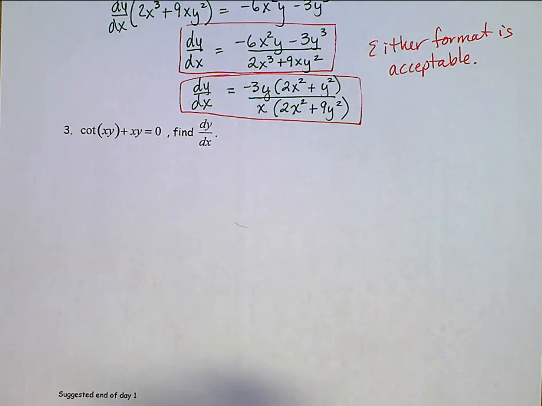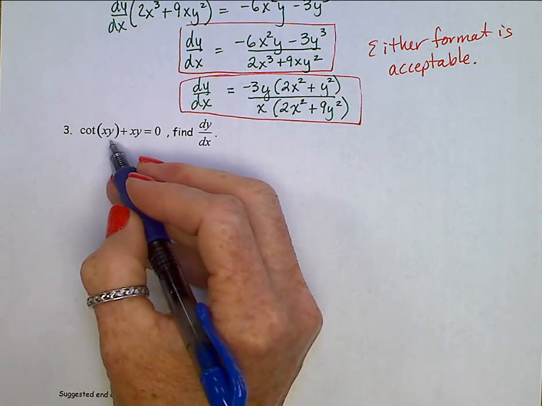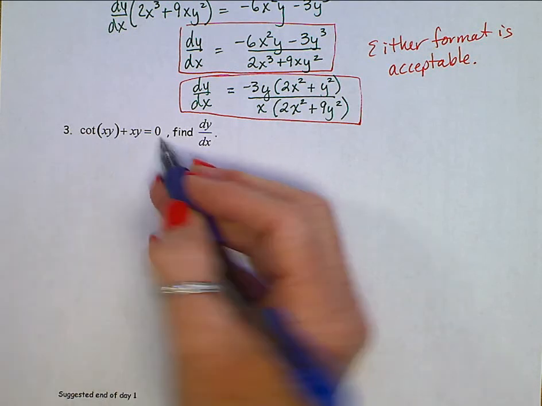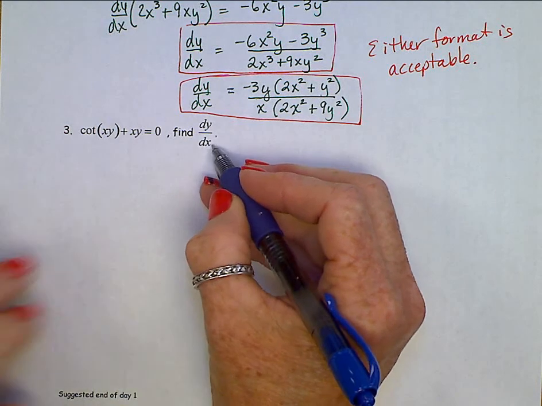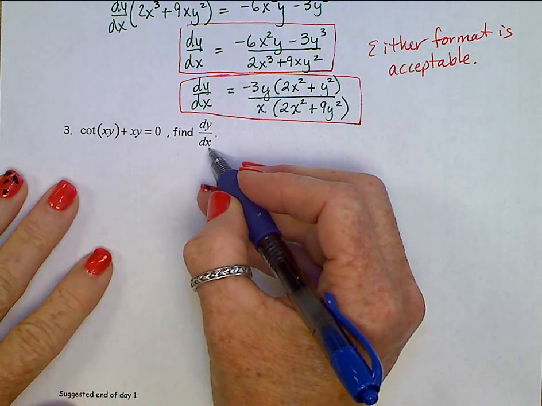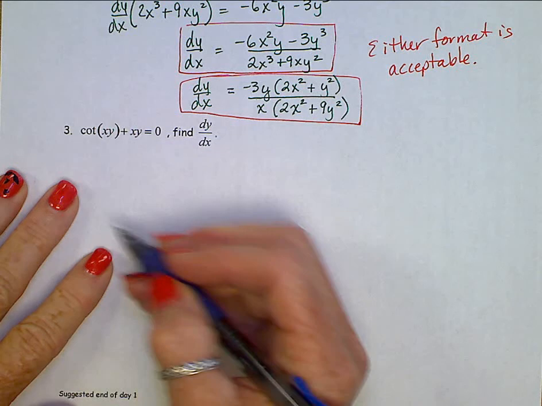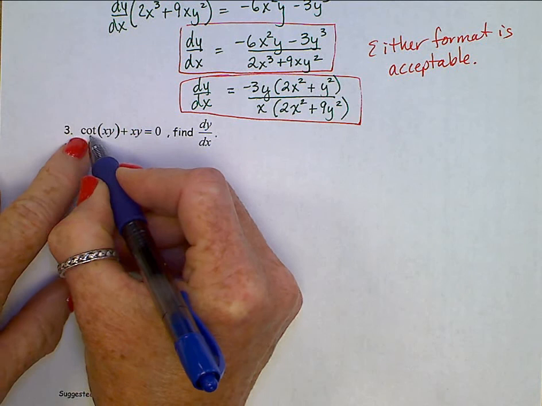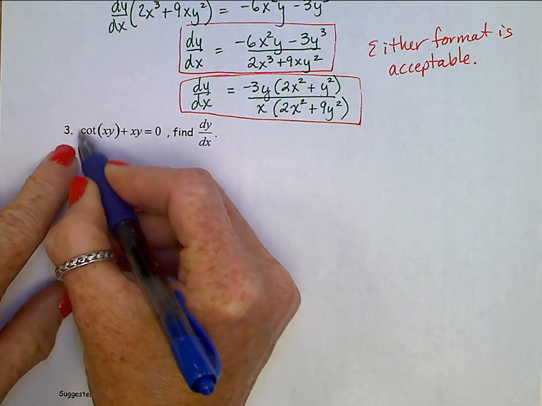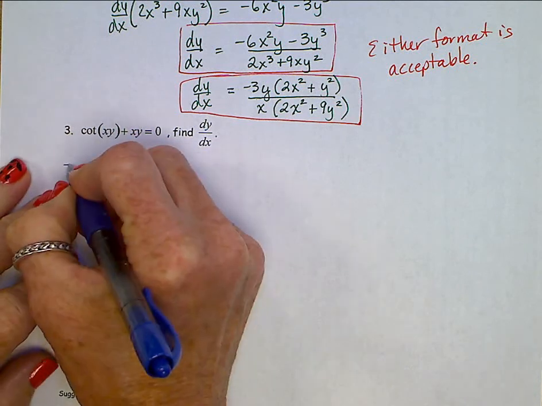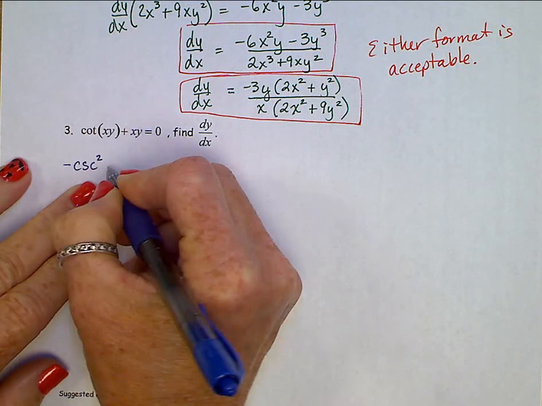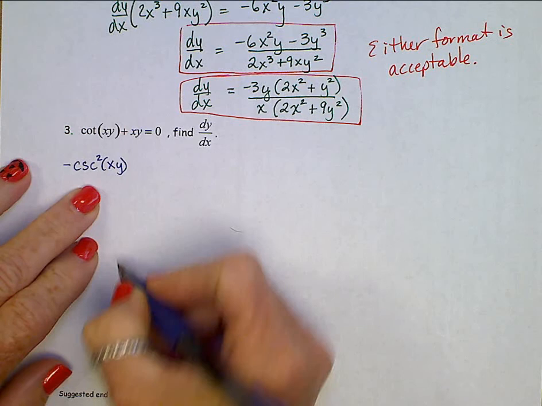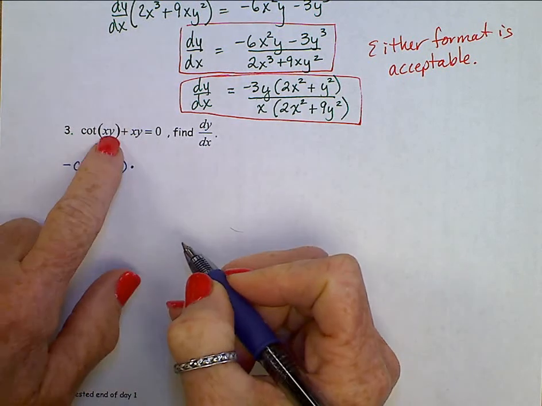And we are looking at the cotangent of xy plus xy equals 0, and we want to find dy/dx. All right, remember we're still taking y as some function f of x. So when we start right here, cotangent of xy, cotangent's on the outside, so that derivative is negative cosecant squared of xy times the derivative of the inside.